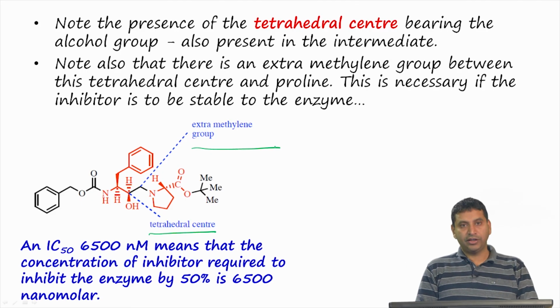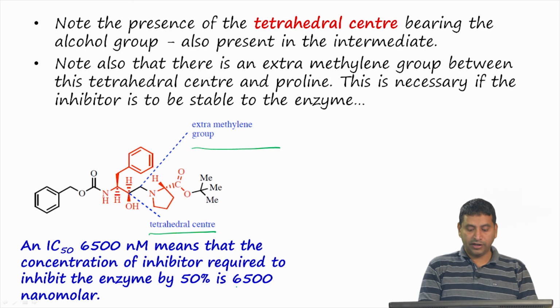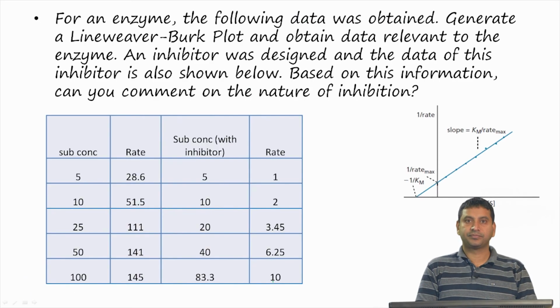So, IC50 is an inhibitory concentration, the concentration required to inhibit 50% of the activity. So, 6500 nanomolar IC50 means that at 6500 nanomolar you would expect to see 50% of enzyme inhibition.